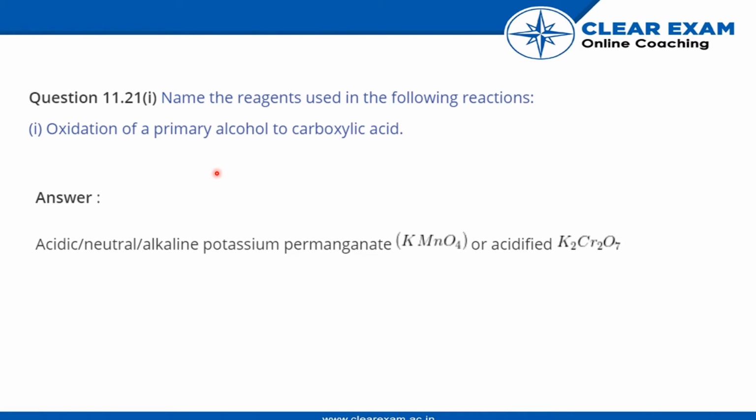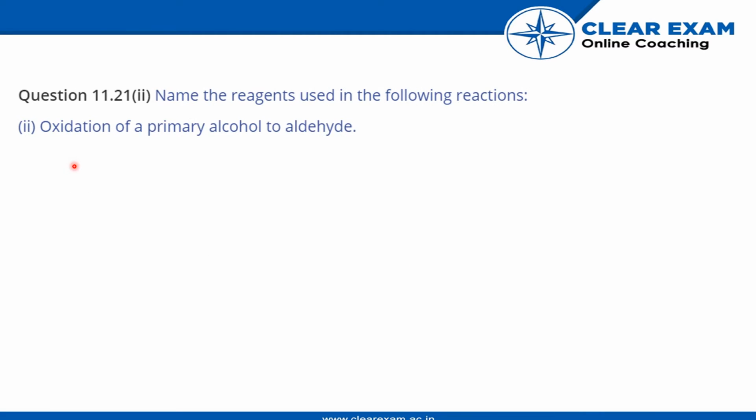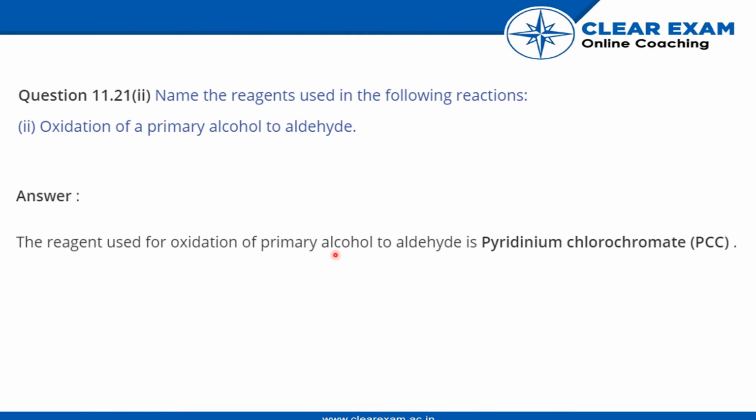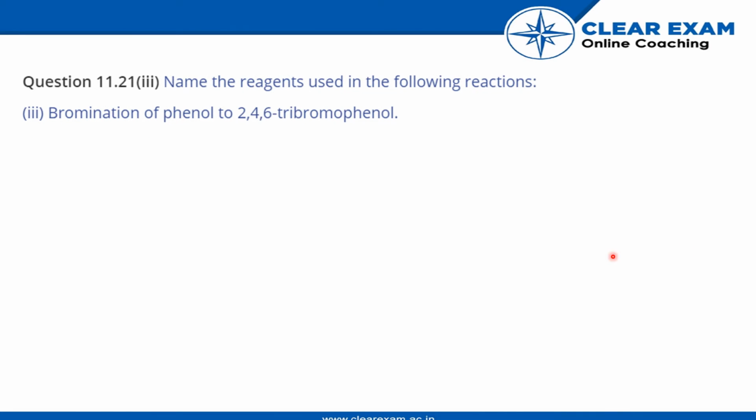They might be able to oxidize primary alcohol to aldehyde, okay? But for converting a primary alcohol to carboxylic acid, you need a very strong oxidizing agent, which are KMnO4 or acidified K2Cr2O7. Second is oxidation of primary alcohol to aldehyde. As I said, there are many reagents used for this purpose. One of them is pyridinium chlorochromate or PCC.